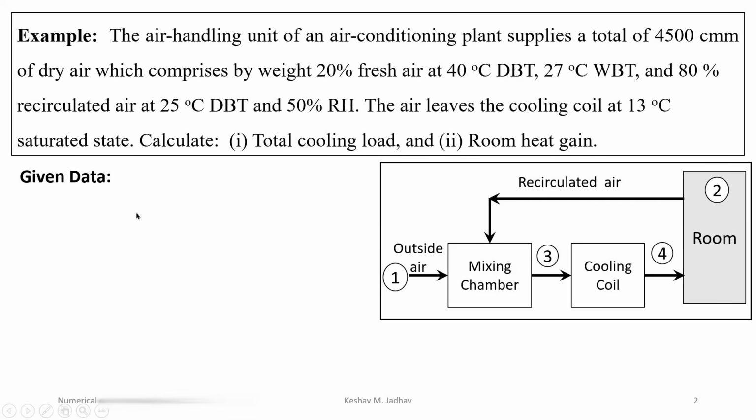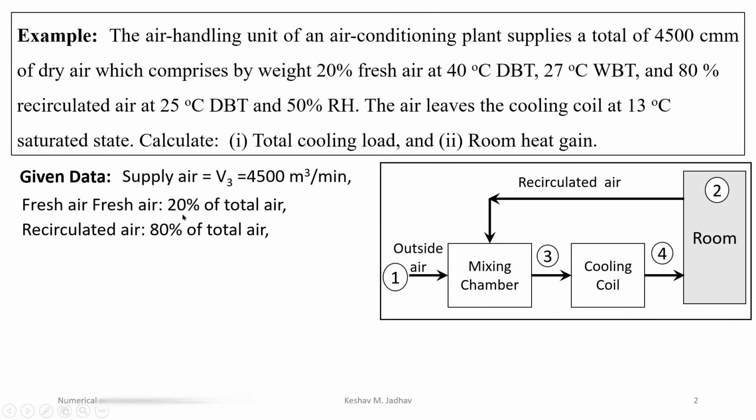Now we will write the given data. Supply air is given as 4500 cmm. Cmm means cubic meter per minute. So supply air, which is the combination of fresh air and recirculated air, is V3. So V3 is equal to 4500 meter cube per minute. Then 20% fresh air and 80% recirculated air is given. So fresh air quantity is 20% of total air, and recirculated air is 80% of total air by weight.